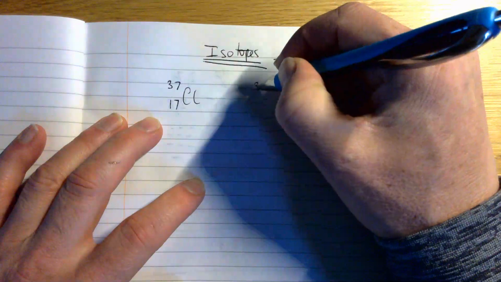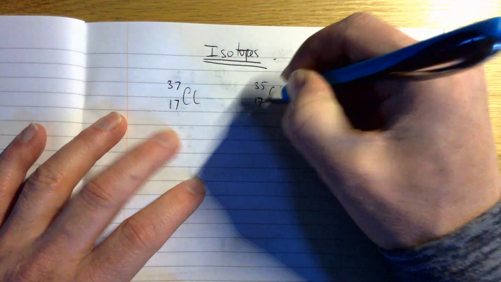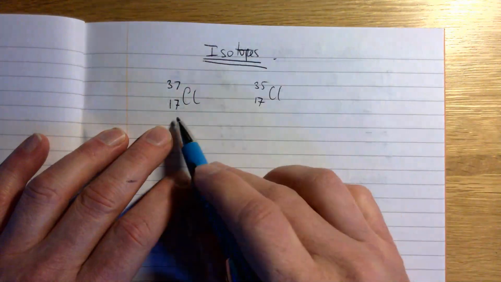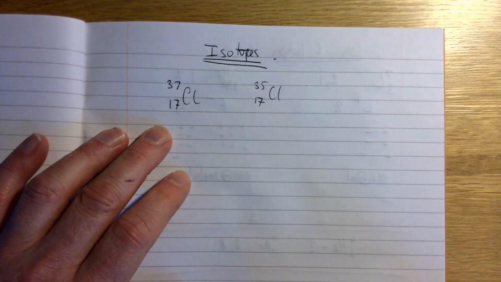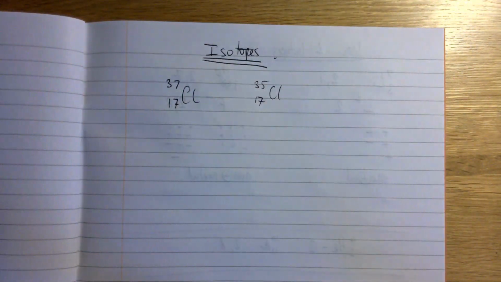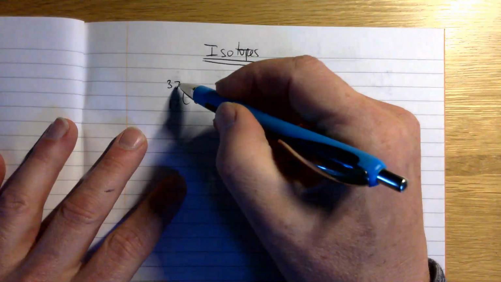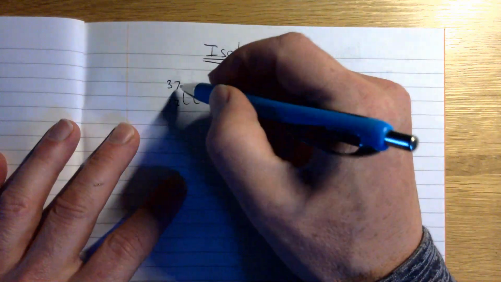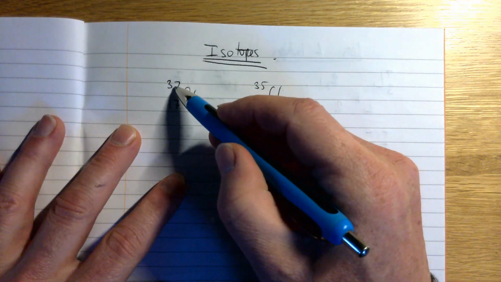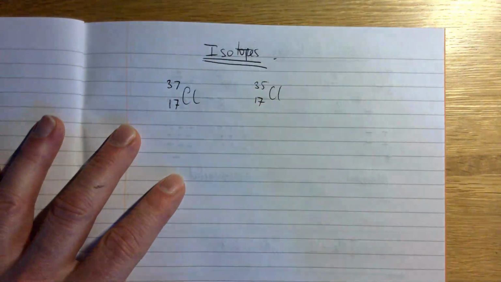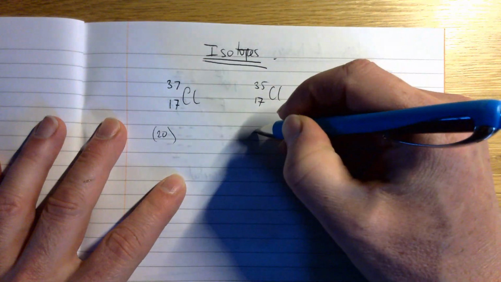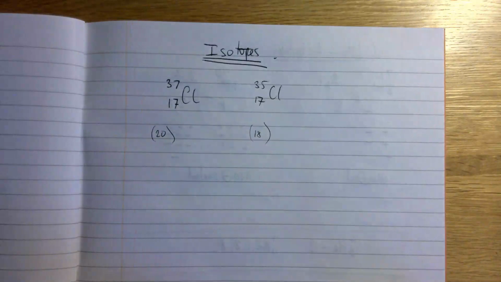are atoms that have got the same number of protons, they've got the same atomic number. So in this example here, chlorine has got an atomic number of 17. It's got 17 protons. The number of protons determines which element it is, so it must be chlorine. But they have a different mass number because they've got a different number of neutrons. So work out the number of neutrons by doing 37 take away 17, so 20 neutrons, and 35 take away 17, which is 18. So there's 18 neutrons in that isotope of chlorine.